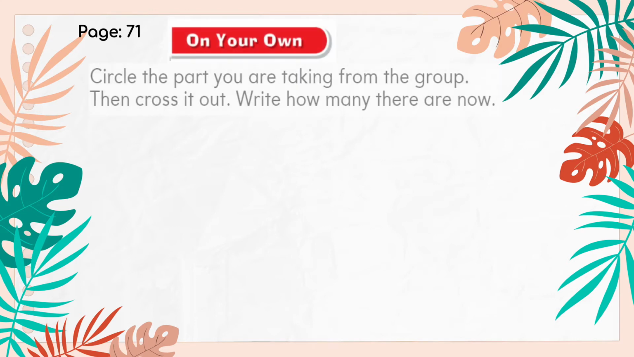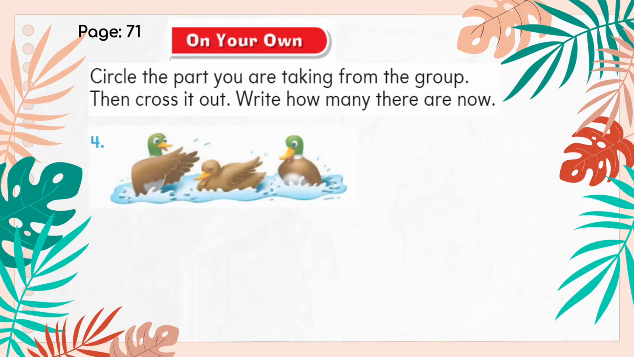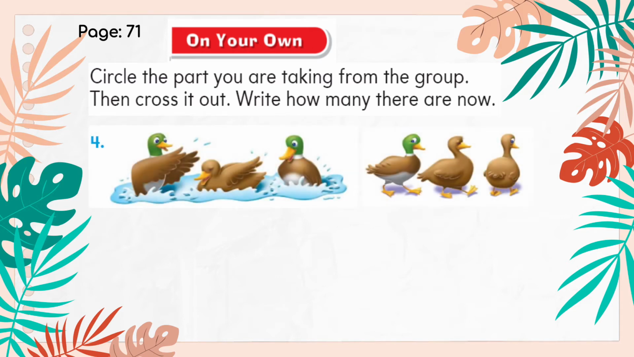Now continuing on the same page 71 with on your own questions, circle the part you are taking from the group, then cross it out. Write how many there are now. So now we have ducks in this question. First we are going to count how many ducks we have. We have 1, 2, 3, 4, 5, 6. So we are starting with 6 ducks and then we are going to see how many ducks are walking away. So 3 of the ducks walk away.